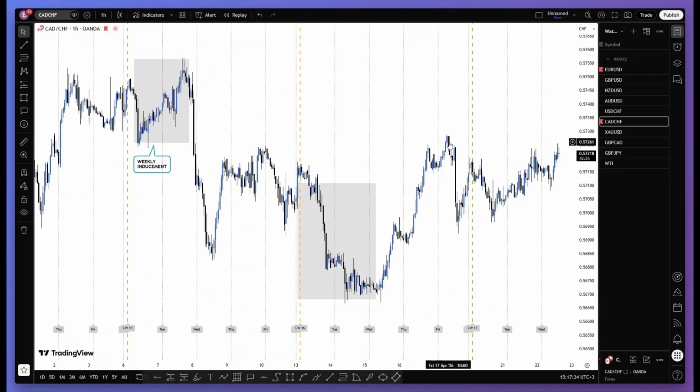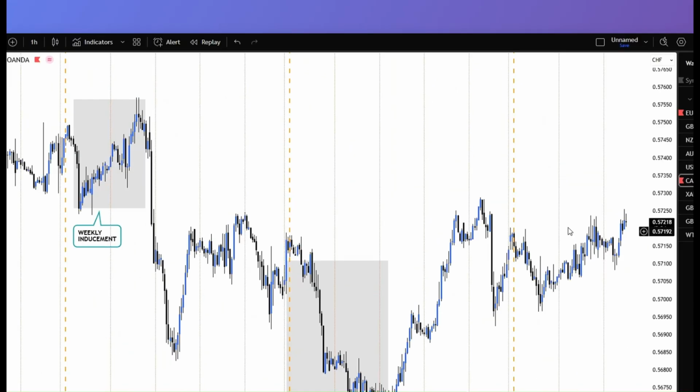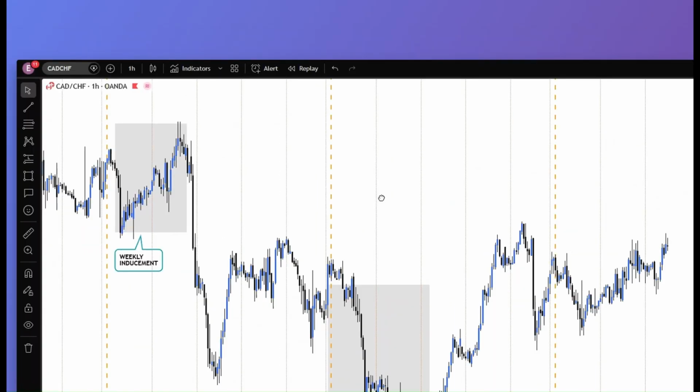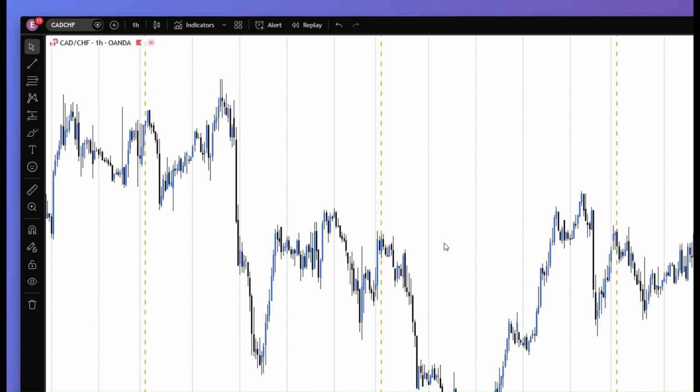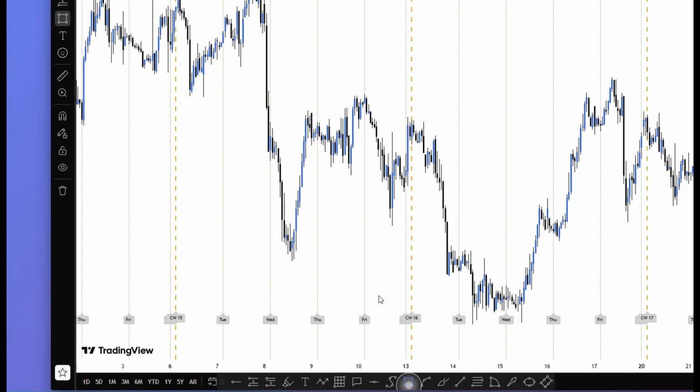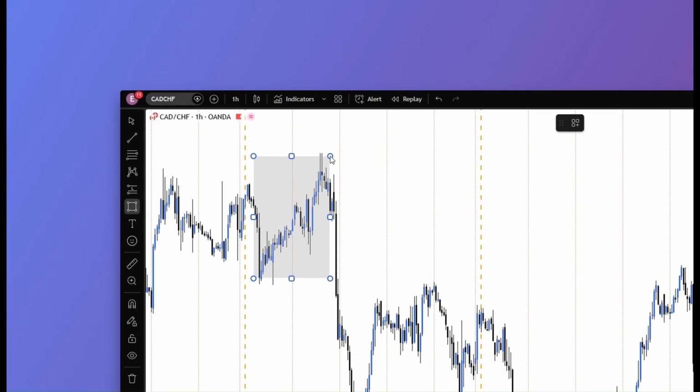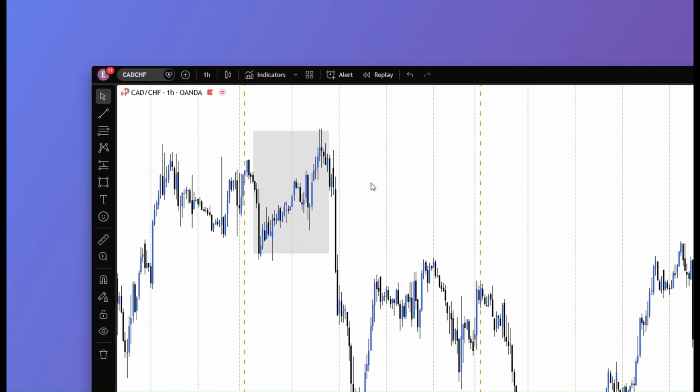Now let's break down what you're actually seeing. When using the period separator in TradingView, you can clearly see each trading day separated, Monday to Friday, where a new week begins, where a new month starts. This is extremely useful because markets behave differently at different time periods.